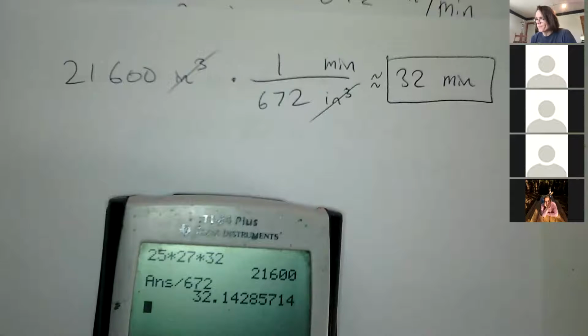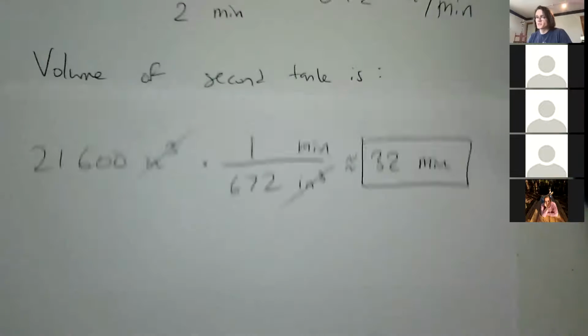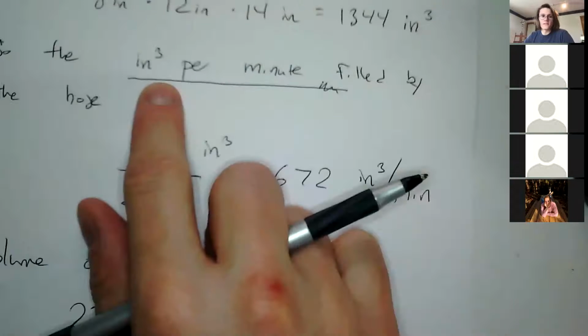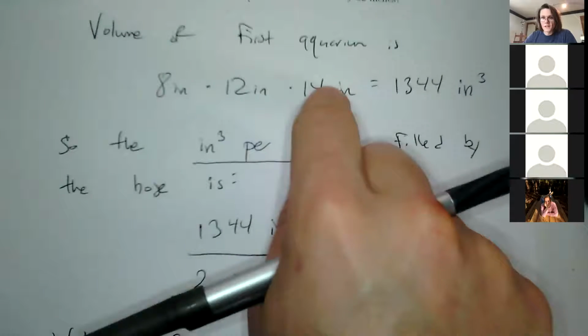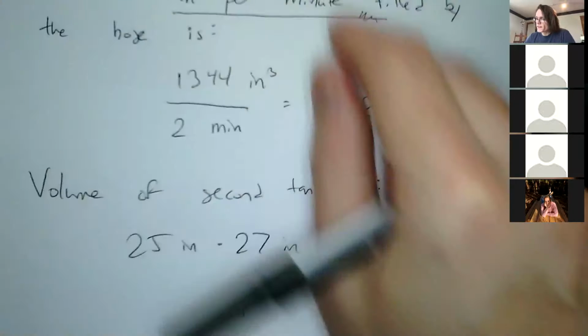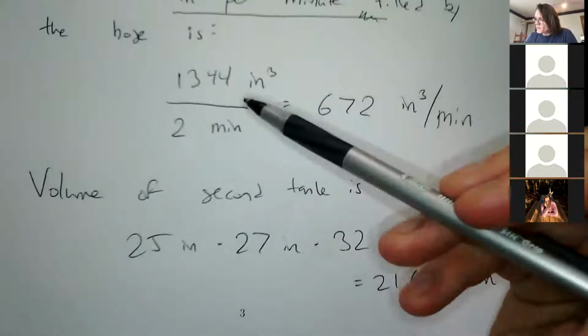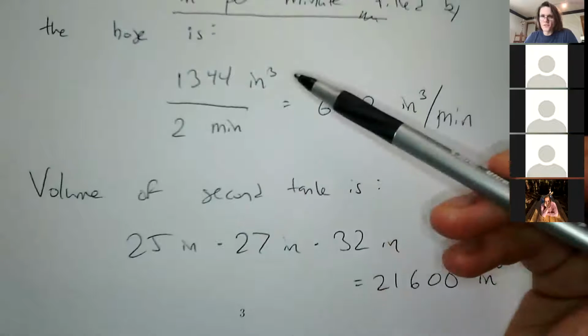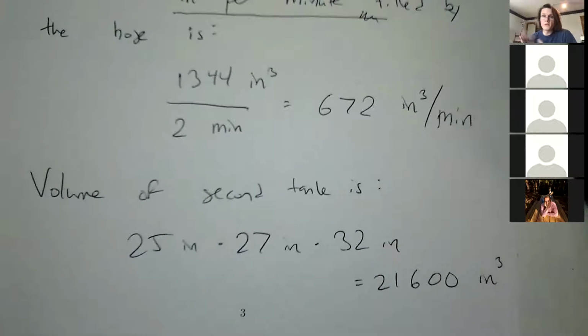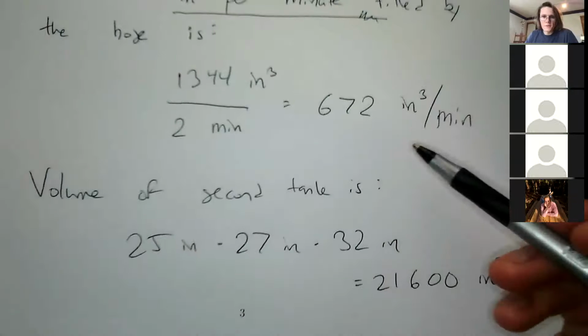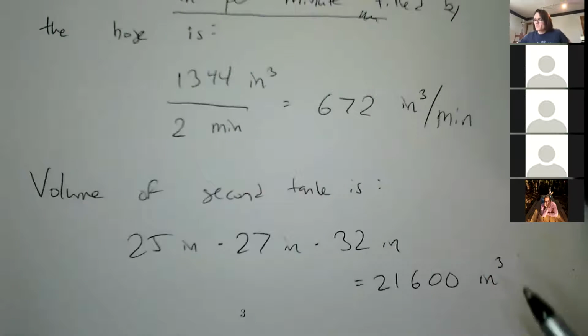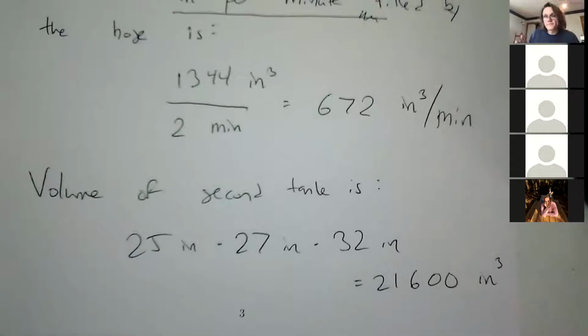Right. Any questions? So this one was a little more difficult, I would say, just because you first have to find the volume of this first tank. You then have to find, and you could have done this the other way, you could have done it minutes per cubic inch, just flipped it, and then multiplied it like we did in the previous problem. But this one, I feel like this unit makes more sense to me because you're filling this many cubic inches per minute. But I guess the other unit makes sense too.